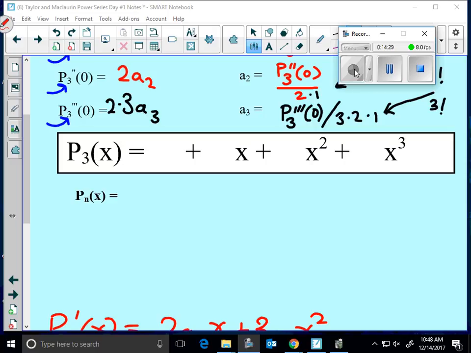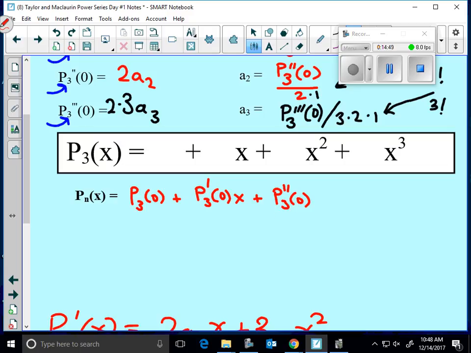So any function can be represented with this series, this Maclaurin series centered at 0, by taking p3 of 0, adding p prime 3 of 0 times x, plus p double prime 3 of 0 divided by 2 factorial, plus p triple prime of this third degree polynomial of 0 divided by 3 factorial. Now this 3, right here, and right here, and right here, tells us that we want to stop at the third order derivative.